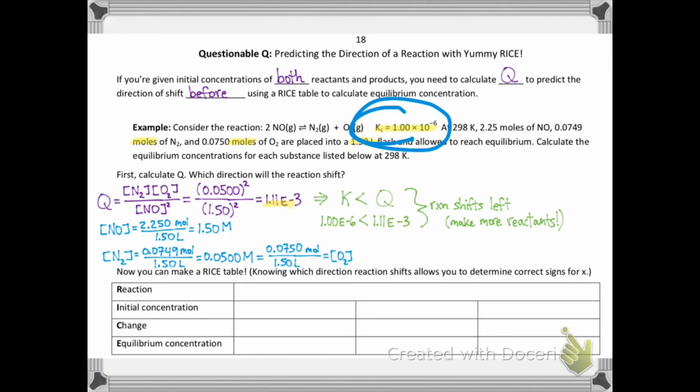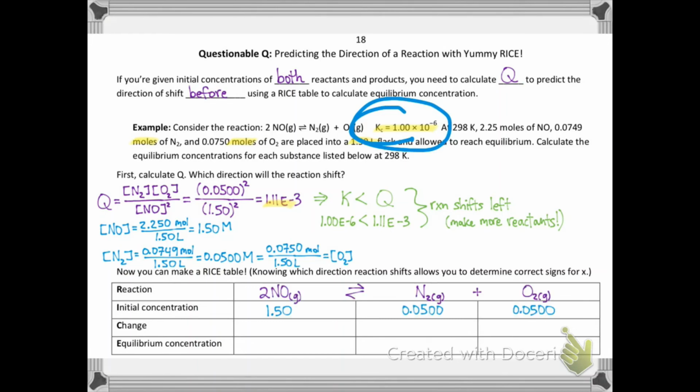Well, this is going to make our rice table all sorts of interesting. First, let's go ahead and fill in. We know the reaction, and we know the initial concentrations. So let's take a moment, fill those in, and then when you're ready to check your answers, unpause the video.